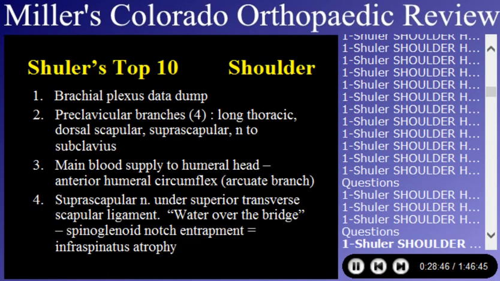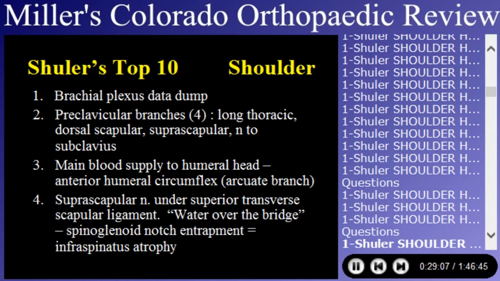Top 10, brachial plexus data dump. You've got to know it. That's also why I included an extra handout on it. Do not forget reverse orientation. Know your preclavicular nerve branches. There's 4, as shown there. Blood supply to the humeral head: anterior humeral circumflex artery, in specific, the arcuate artery. Test question there with that anterior humeral plating. Why do you get osteonecrosis?